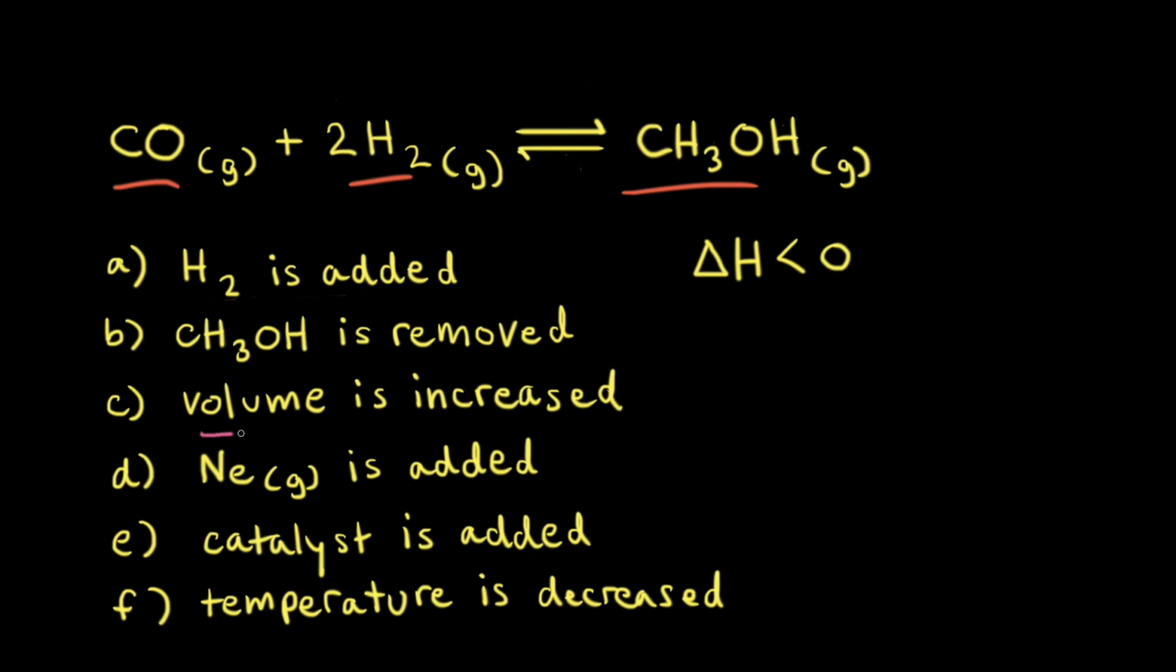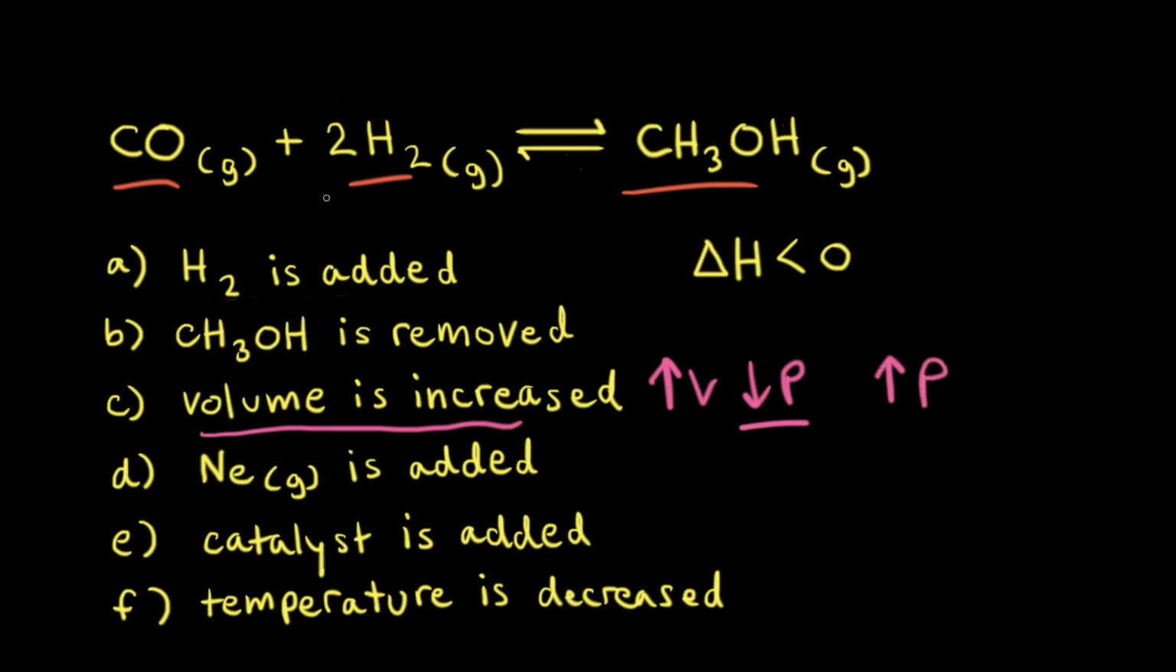Next, the volume is increased on the reaction at equilibrium. And if we increase the volume, we decrease the pressure. Therefore, we could consider the stress to be decreased pressure. Le Chatelier's principle says the net reaction is going to go in the direction that relieves the stress. So if the stress is decreased pressure, the net reaction is going to shift to increase the pressure.